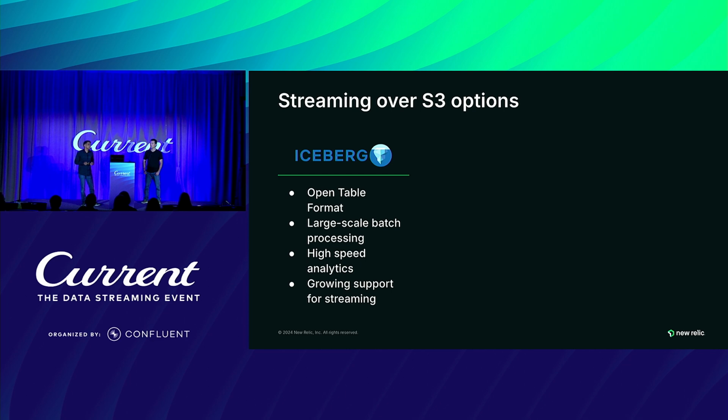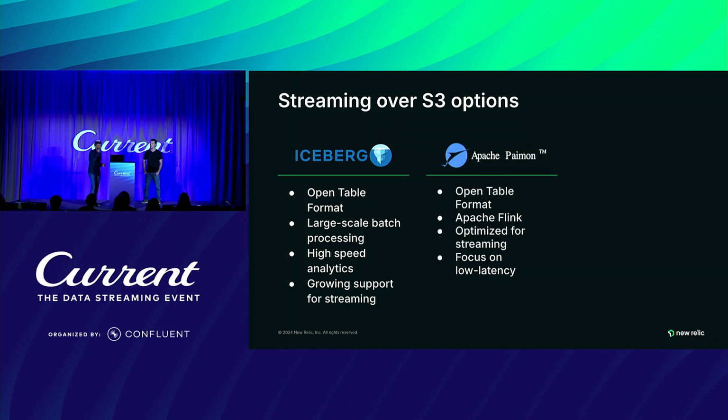So this is the capability that we are interested in for this use case, and all the options that we'll be looking at will be looking at from the streaming perspective and not from the analytics perspective. So the next option we have is Apache Paimon.